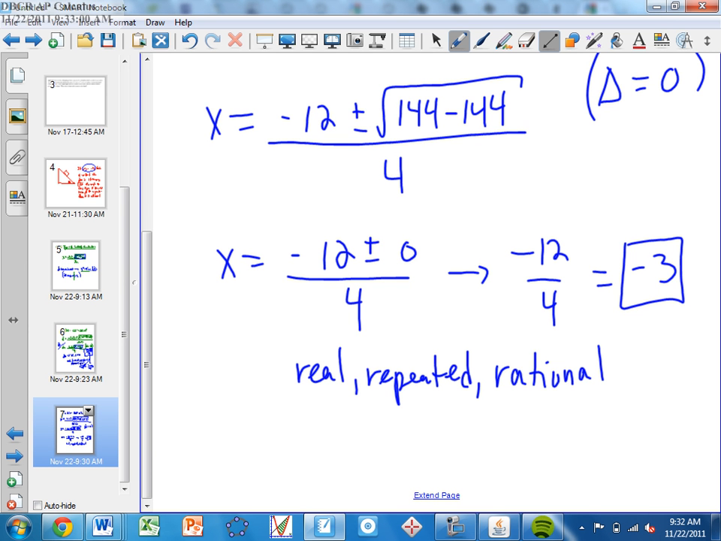It will help you to use these words, absolutely, because later on when we graph, it will be of good assistance. So again, real, meaning not imaginary. Repeated, meaning it's the same root twice. Rational, meaning there's no square root we can't take the square root of. In this case, it happens to be an integer value. Thus, it is rational.